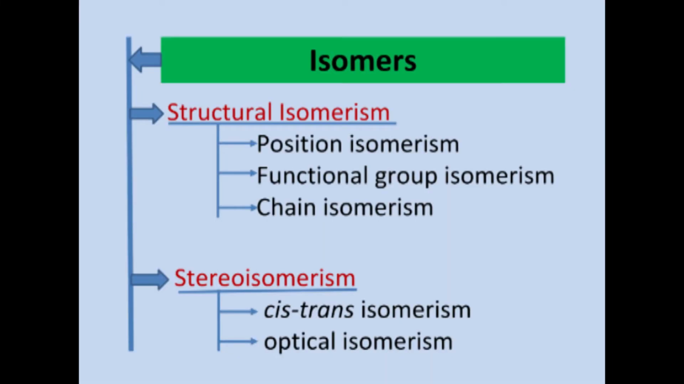Isomers. This is the most important point for organic chemistry. Isomers have the same molecular formula but different structural formulas, as well as different 3D arrangements. Isomers are of two types: structural isomerism and stereoisomerism. Structural isomerism is two-dimensional isomerism. It can be position isomerism, functional group isomerism, and chain isomerism. In stereoisomerism, the molecular formula and structural formula are the same, but the 3D arrangement is different. There are two types: cis-trans or geometric, and optical isomerism.